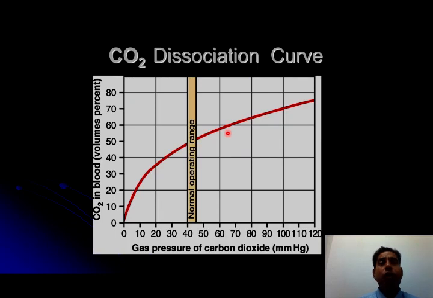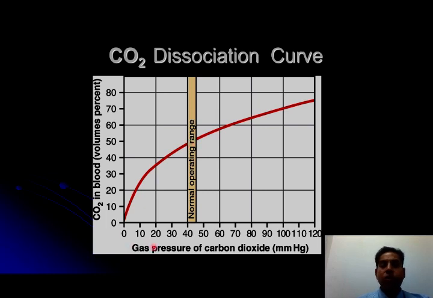Now, like we had an oxygen dissociation curve, we also have a carbon dioxide dissociation curve, which is almost similar but in the reverse direction. So you have the partial pressure of carbon dioxide on the x-axis, and you have the carbon dioxide in blood, which is expressed as volume percentage. And usually this is kept in the narrow range between 40 to 45. So this is the normal operating range.